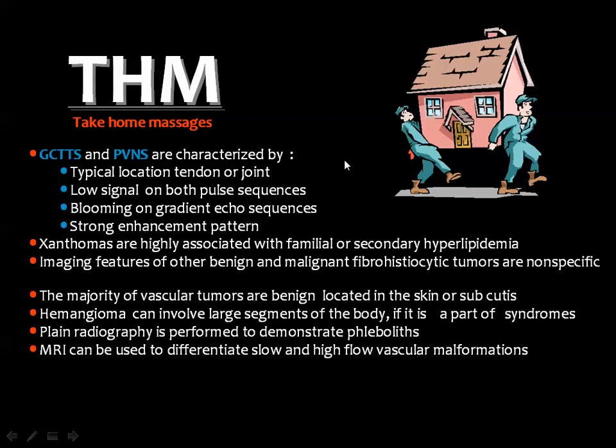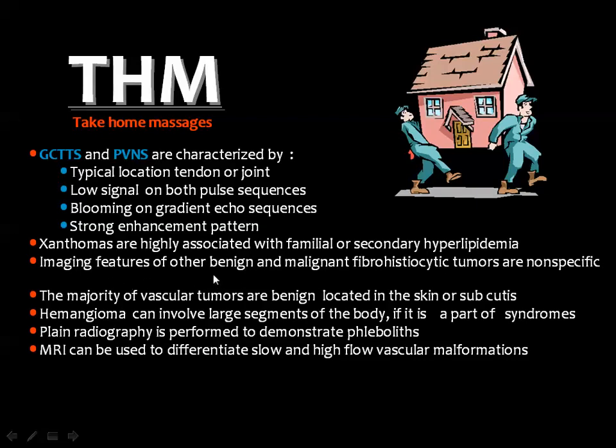Finally, you should know that the giant cell tumor of the tendon sheath and pigmented villonodular synovitis both belong to the same category, and they are characterized by typical location either in relation to the tendon or the joint, low signal in all pulse sequences in the T1 and T2, may show some brightness in the STIR, blooming on gradient echoes, and strong enhancement after injection of contrast. Xanthomas are highly associated with familial or secondary hyperlipidemia and very commonly affect the Achilles tendon and are usually bilateral.